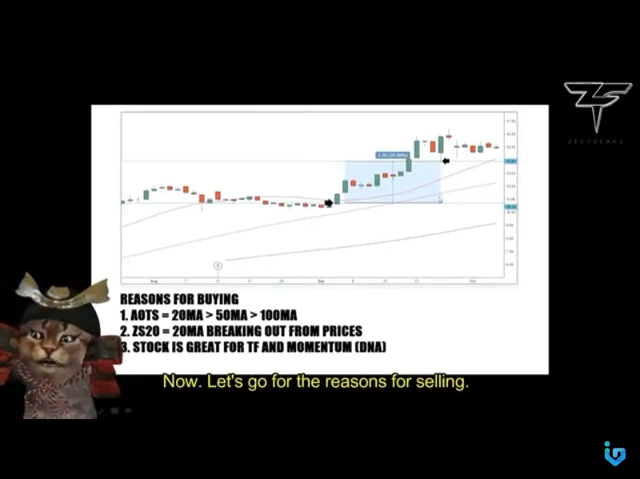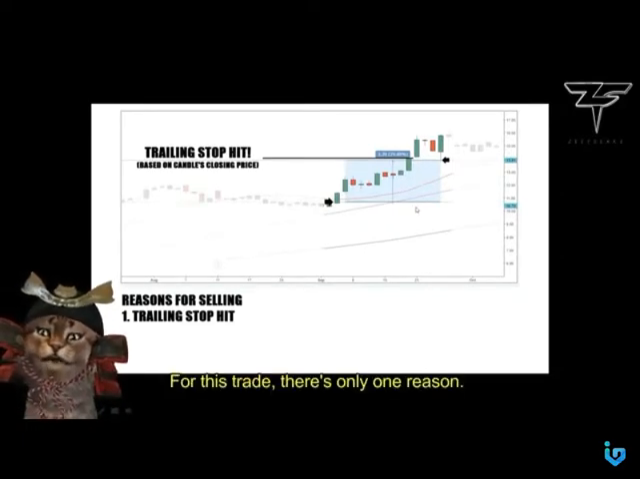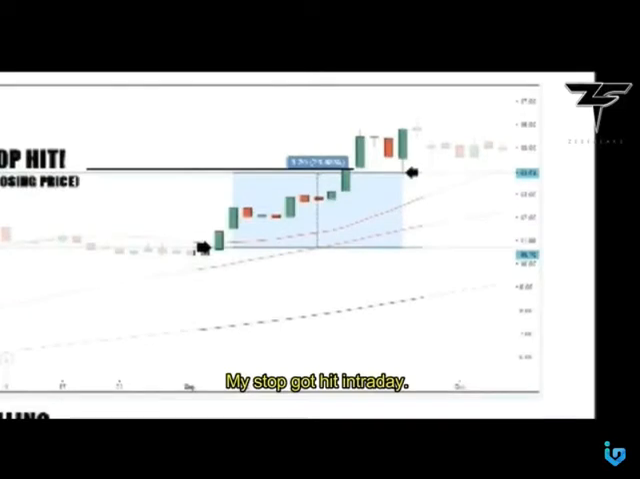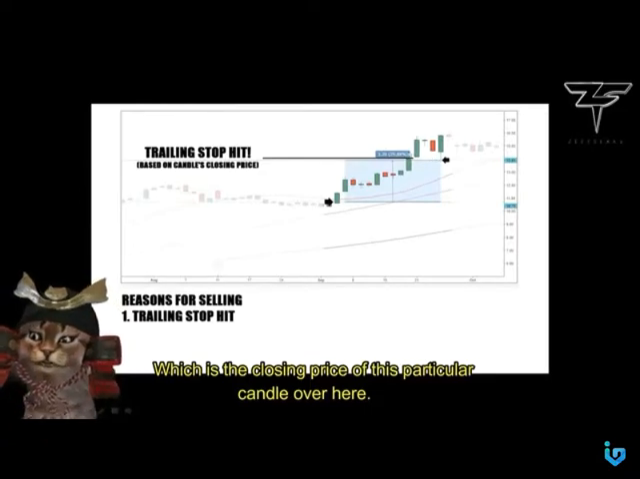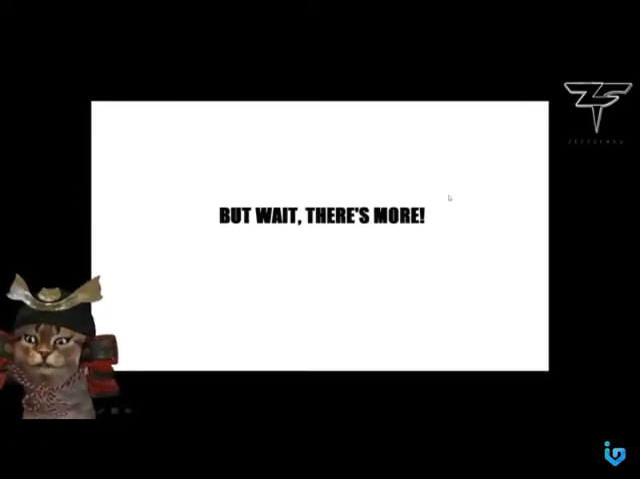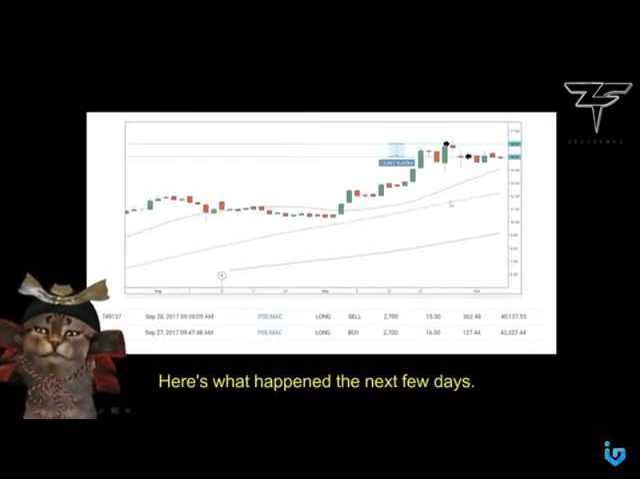Now let's go for the reasons for selling. For this trade, there's only one reason. My stop got hit intraday, which is the closing price of this particular candle over here. But wait, there's more! Here's what happened the next few days.